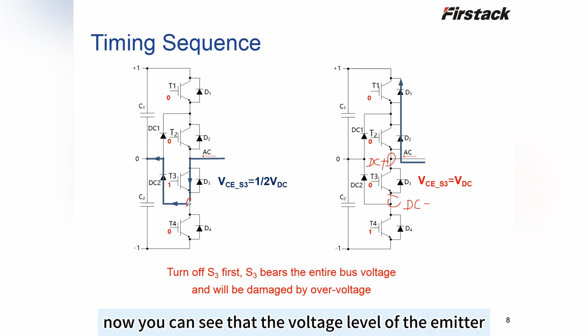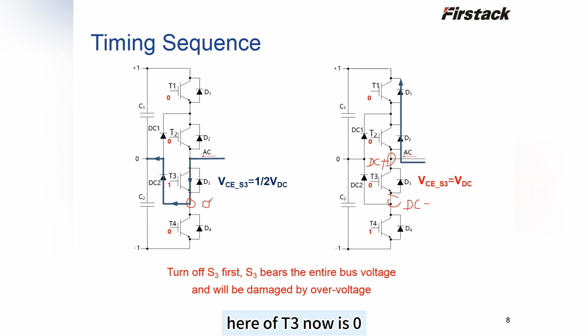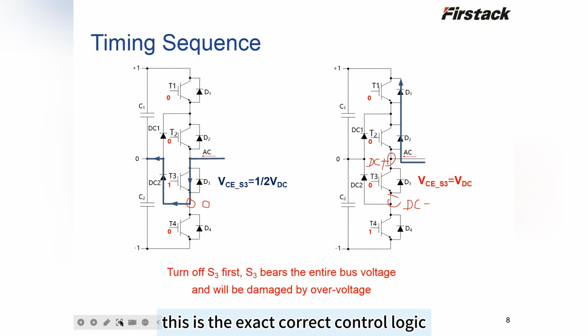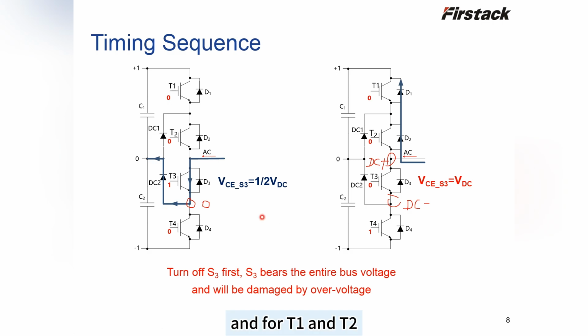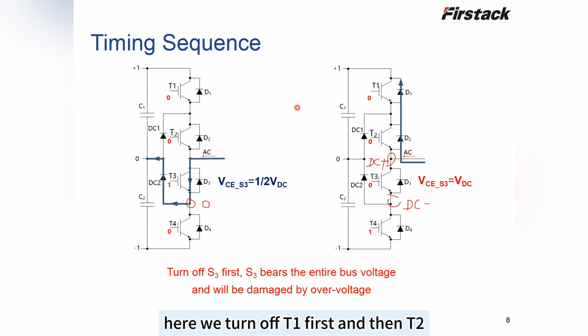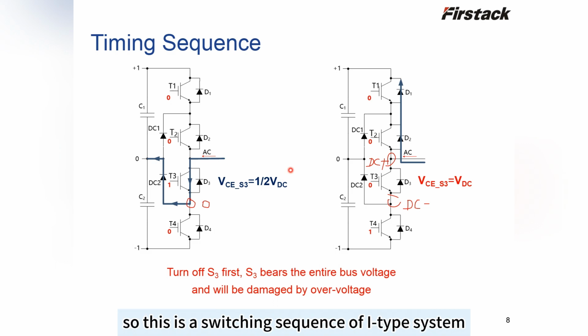Now you can see that the voltage level of the emitter of T3 is 0, which means T3 takes only half of our DC voltage. This is the exactly correct control logic. And T1 and T2 are the same. We must follow the same control logic. Here we turn off T1 first and then T2. So this is the switching sequence of the I-type system.